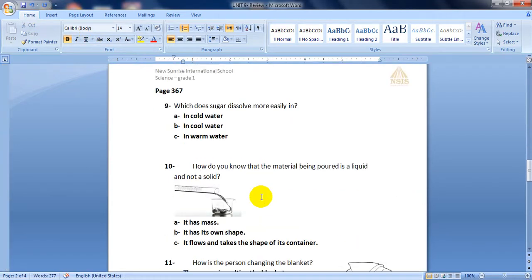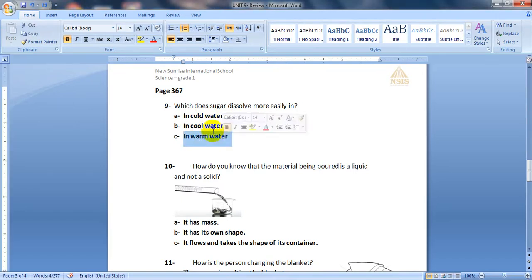The next page, page 367. Which does sugar dissolve more easily in? Most liquids will dissolve most solids like salt and sugar. But which kind of liquid? The cold, the cool, or the warm one? The sugar will dissolve more easily in cold water, cool water, warm water.